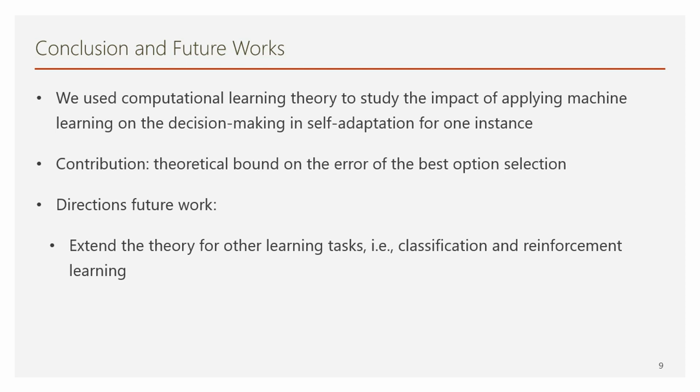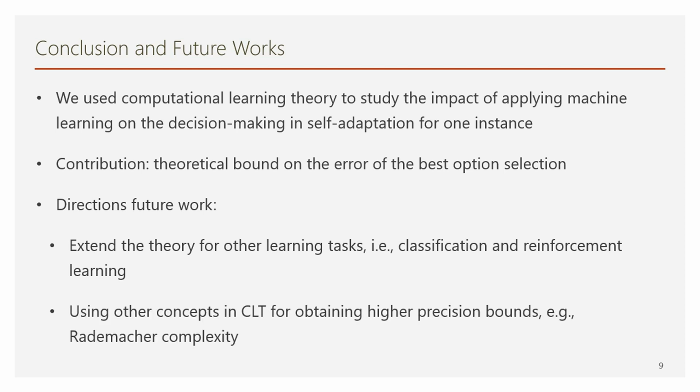Also, for other types of learners and other use cases of ML methods, other analysis methods may need to be investigated, for instance, for reinforcement learning methods. Finally, we also need to think more about using other concepts such as the Rademacher complexity as an alternative way to obtain a tighter version of this probabilistic bound.